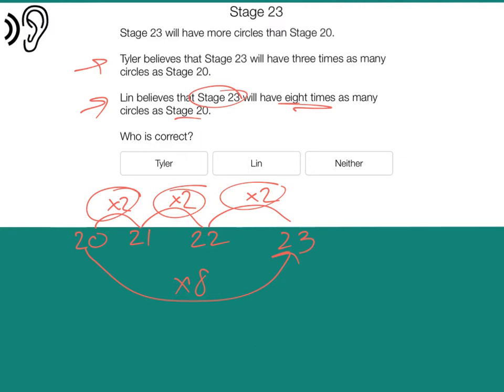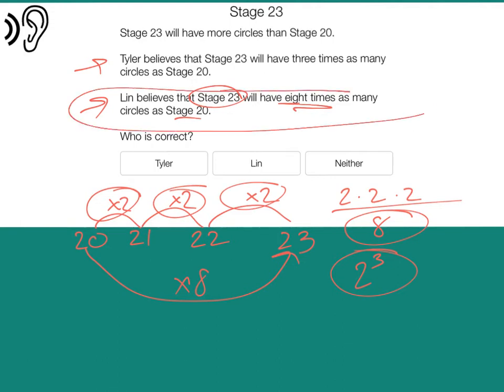to get from stage 20 to 23 should be a times 8. Another way to say 2 times 2 times 2, or to say 8, is 2 to the 3rd power, because we have 3 2's being written together, multiplications in the middle, 2 to the 3rd power, and that's equal to 8. And that's going to justify why Lynn is correct and kind of show some information as to what we're doing here.